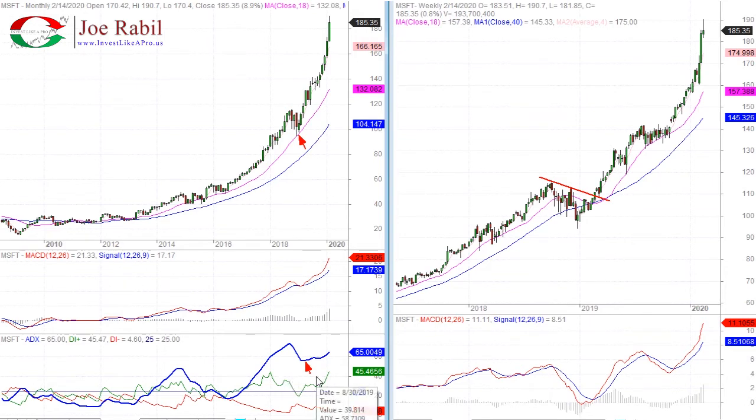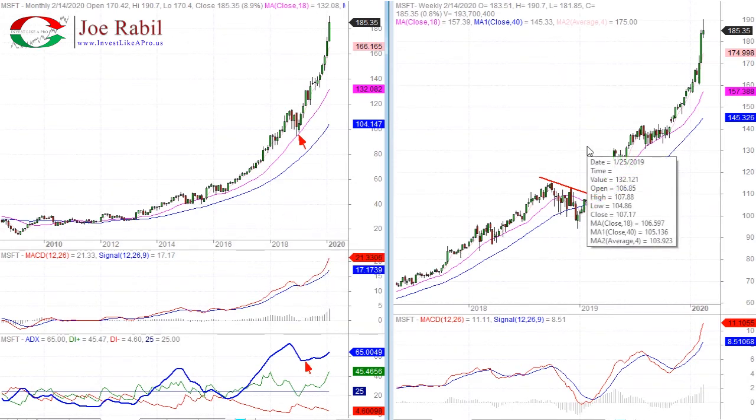And if you can find that pattern on the higher time frame, you're going to want to go down to the lower time frame and look for what I would consider to be a very specific pattern. I actually have a video on it. It's a MACD 0 line reversal.